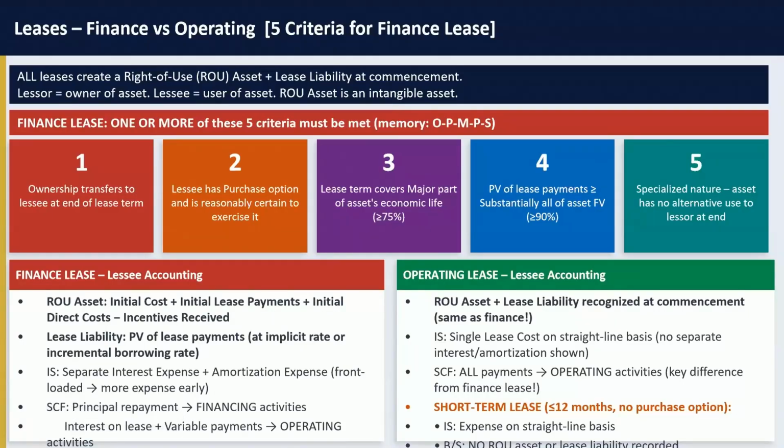Here, right of use asset plus lease liability recognized at commencement will be the same as finance. That means as you are recording finance lease, same way you will be recording operating lease. On income statement, single cost. In finance lease, you will separate interest expense and amortization expense, right? But in operating lease, both of them combined together, a single lease cost you will recognize. And in statement of cash flows, all payments will be treated as operating activities, both your interest payments and amortization.